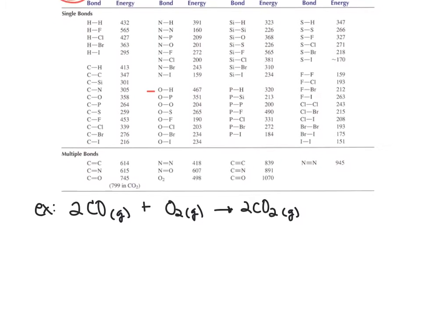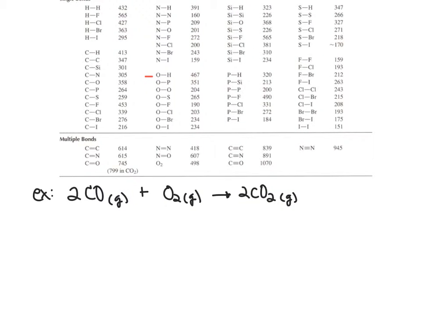Now, the trick to these is, I guess it's not really a trick, but you have to draw the Lewis dot diagrams for these elements, or these compounds, sorry, so that you can tell what bonds we're talking about. So don't ever assume that you know the bond until you've drawn a Lewis dot diagram. So the Lewis dot diagram for carbon monoxide, which is right here, is this.